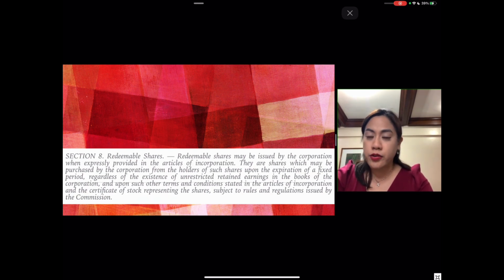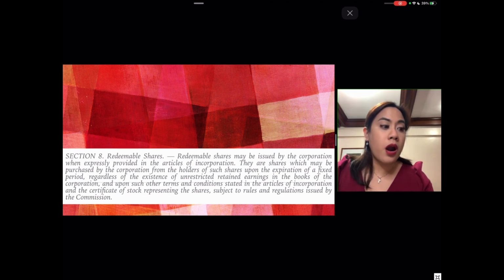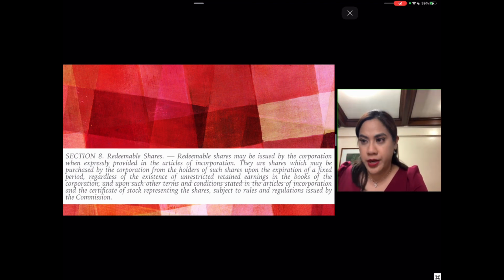Moving on to Section 8, redeemable shares. They may be issued by the corporation when it is expressly provided in the articles. They are shares which may be purchased by the corporation from the holders of such shares upon the expiration of a fixed period, regardless of whether there is unrestricted retained earnings in the books. And the redemption must be upon such other terms and conditions stated in the articles and the certificate of stock representing these redeemable shares, subject to the rules and regulations issued by the SEC. These redeemable shares are also called callable shares.